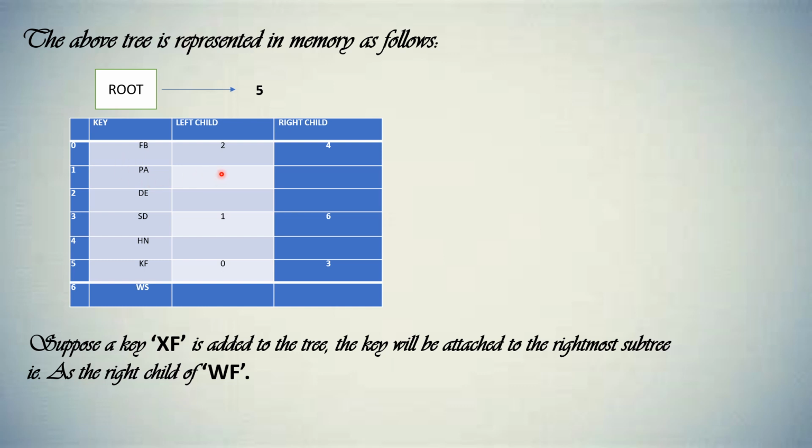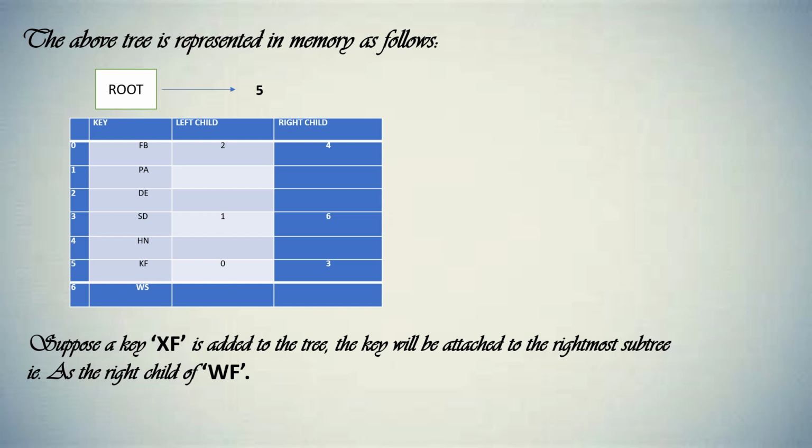PA itself is a child node. DE is also a child node. Thereby, they do not have any subnodes. SD: the left child for SD is PA and the right child is the sixth one, that is WS. Next comes HN. HN itself is a child node, thereby it does not contain any further nodes. KF: left child is FB whereas the right child is the third one, that is SD. WS itself is a child node.